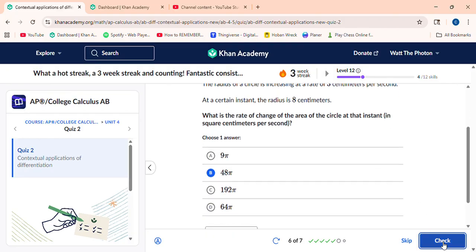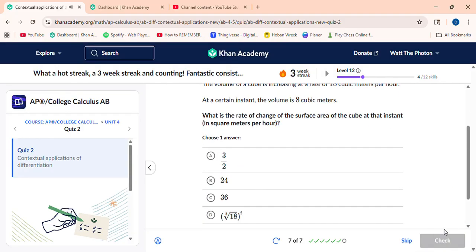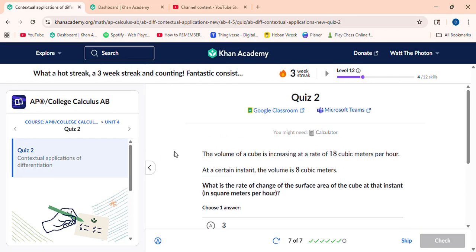Yeah, sounds right. Hey, last question. Then dinner time. The volume of a cube is increasing at a rate. So V prime of t equals 18. V equals 8. What's the rate of change of the surface area of the cube at that instant? Oh, okay.